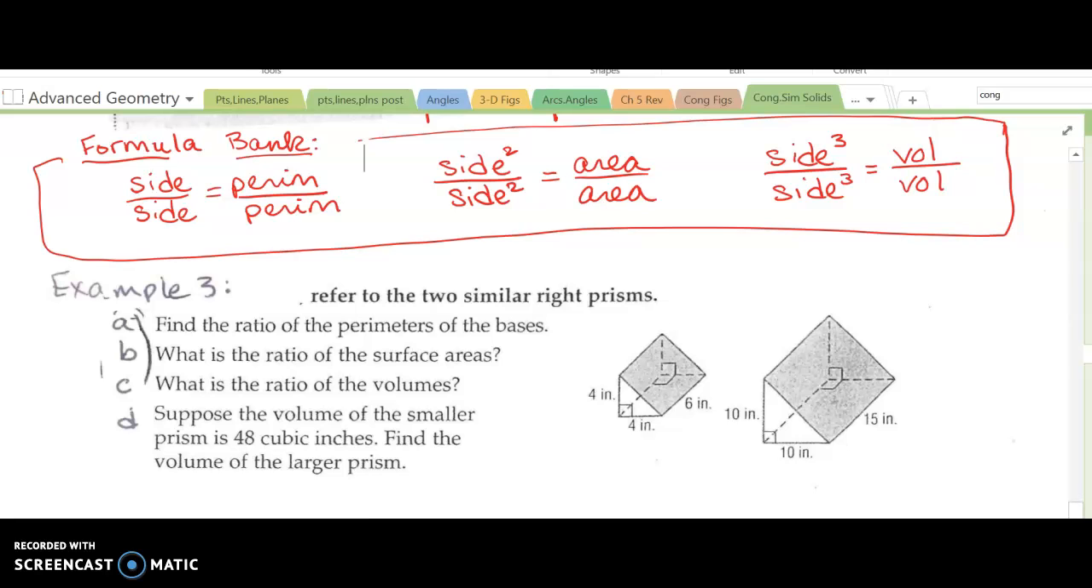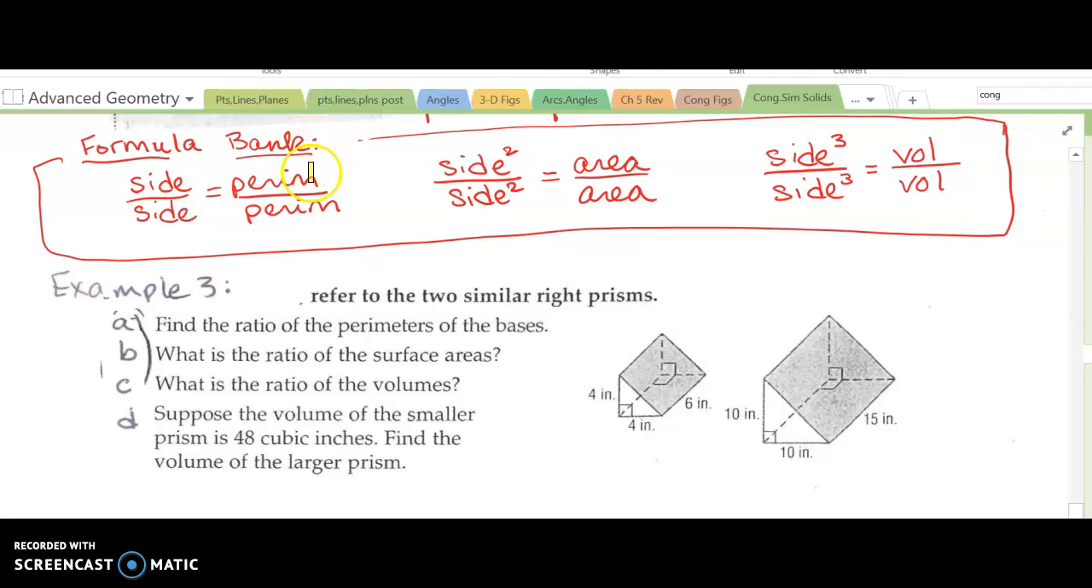So in example 3 here, it looks like we have two similar right triangular prisms. And then we have four things we're supposed to do. Find the ratio of the perimeters of the bases, the ratio of the surface areas, the ratio of the volumes, and then find the volume of the larger prism.